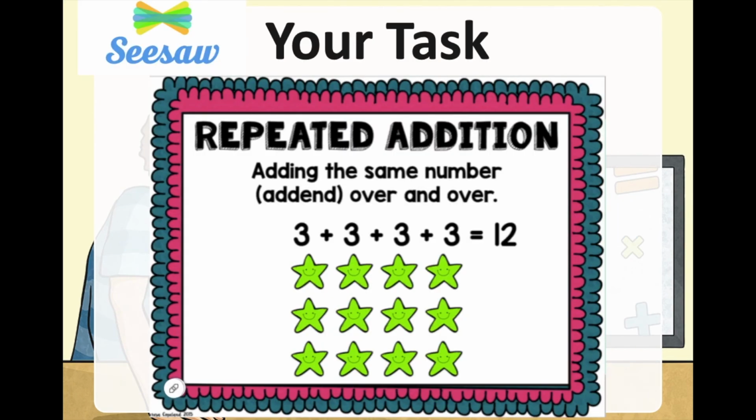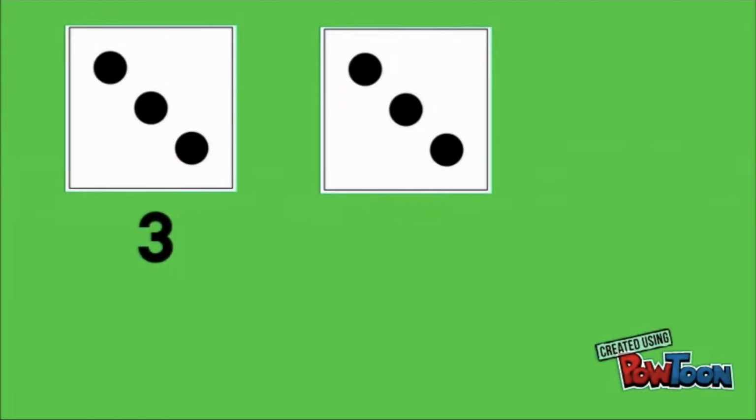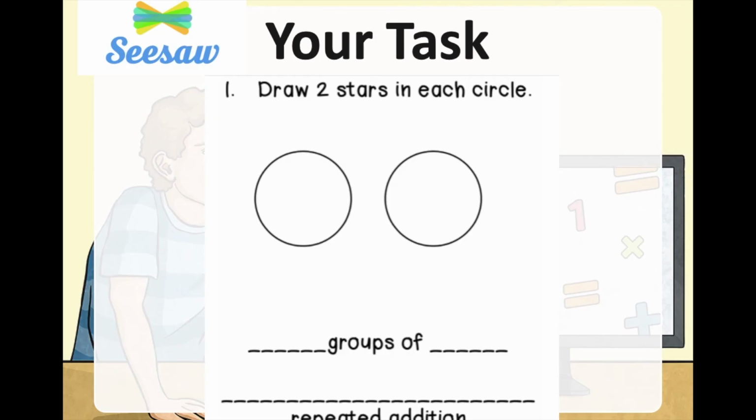Alright, so your task on Seesaw, it's going to look like this. It's going to have repeated addition, adding the same number over and over. And what you need to do is you're going to watch a video that looks like this. So watch it all the way through, and it's going to reinforce what we just did about repeated addition. So once you've watched the video, you're going to see a task that looks like this, and you need to complete the activities. There are 8 questions.